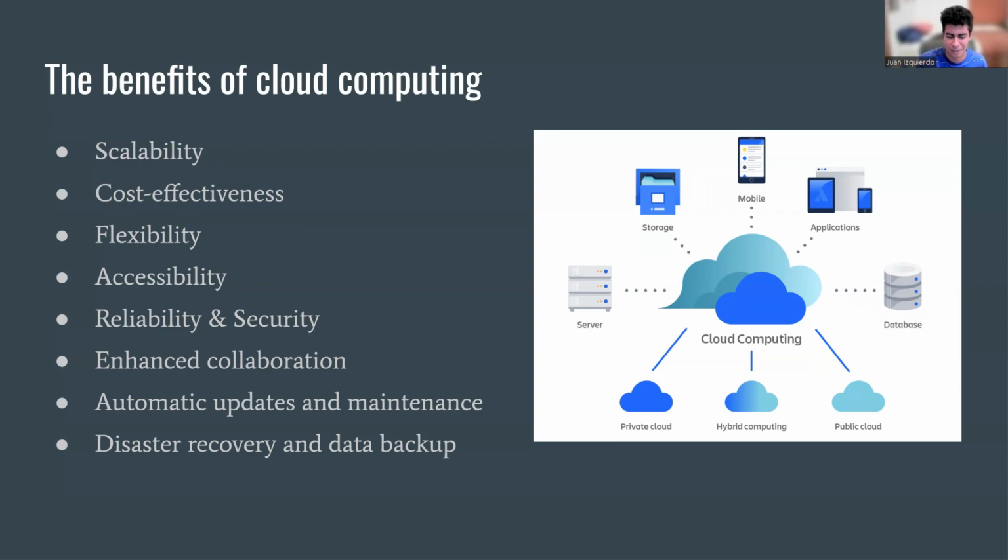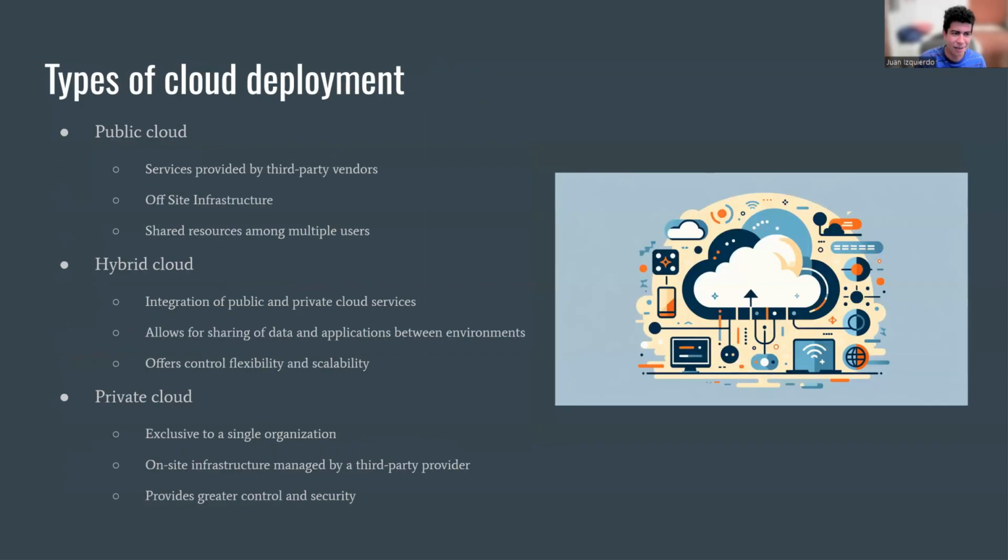Now, in terms of the types of cloud deployment, we have the public cloud, the hybrid cloud, and the private cloud. So the public cloud are services that are provided by third-party vendors, as I was mentioning just recently. This can be as an off-site infrastructure. So for example, staying on the topic of storage, those servers are not located within where the business is that is hiring such third-party business.